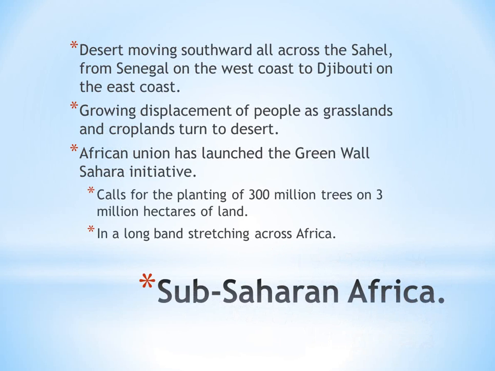Sub-Saharan Africa. The desert is moving southward all across the Sahel, from Senegal on the west coast to Djibouti on the east coast. There is a growing displacement of people as grasslands and croplands turn to desert. The African Union has launched the Green Wall Sahara Initiative. It calls for the planting of 300 million trees on 3 million hectares of land in a long band stretching across Africa.